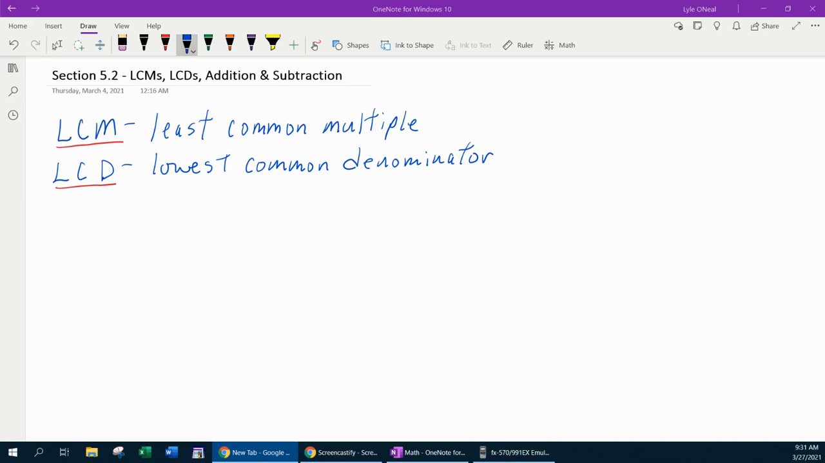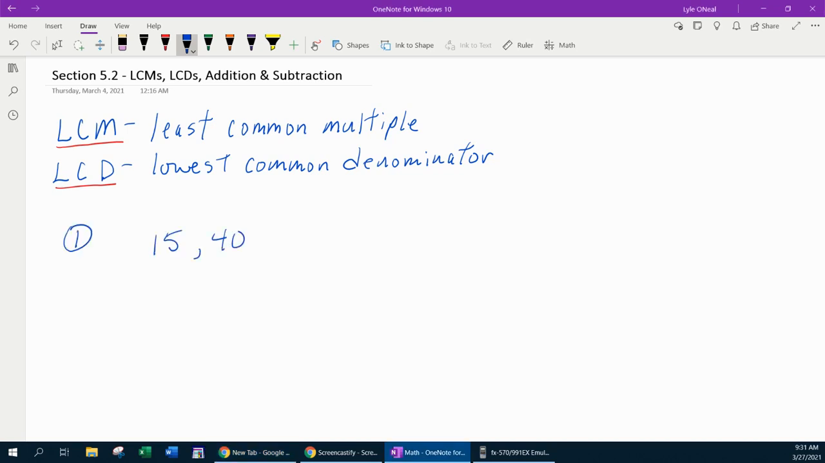In this lesson, we're going to be looking at the LCMs, which stands for least common multiple, LCDs, which is the lowest common denominator, and then we're going to be looking at addition and subtraction of fractions and rational expressions.